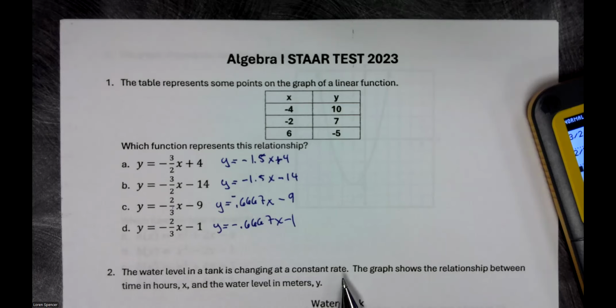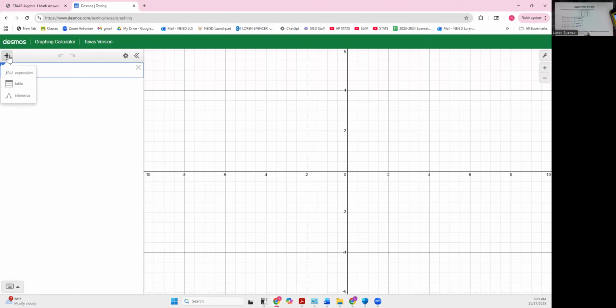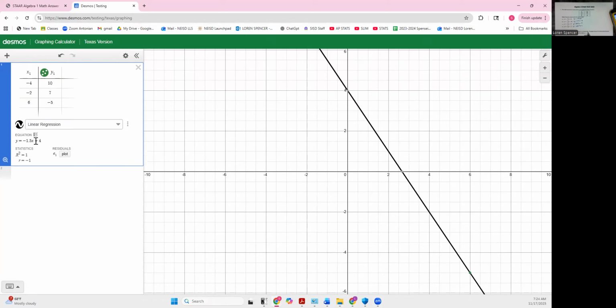Share, and I need to hit the plus button, and then I get the table, click on that, and I'm just going to put in the numbers, -4, 10, -2, 7, 6, and -5. Okay, once I've done that, I'm going to hit the domino button, and it immediately gives me an equation. I click on it, and it happens to be y equals negative 1.5x plus 4.